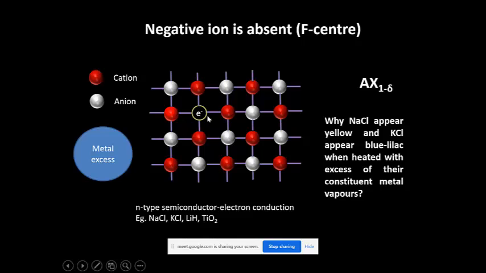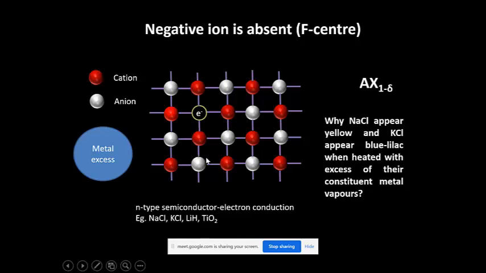So Farbe center means that the more the deficiency of anions, the more intense the color will be, because of electronic transition. This kind of defect can also be achieved when we heat the salt with its constituent metal vapors. So if you heat sodium chloride with sodium vapors and potassium chloride with potassium vapors, you are going to get this kind of deficiency in the crystal.